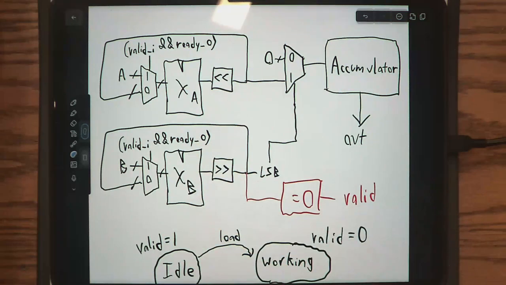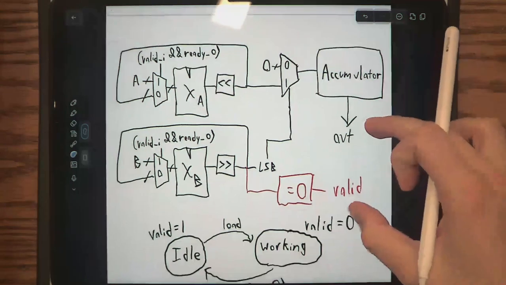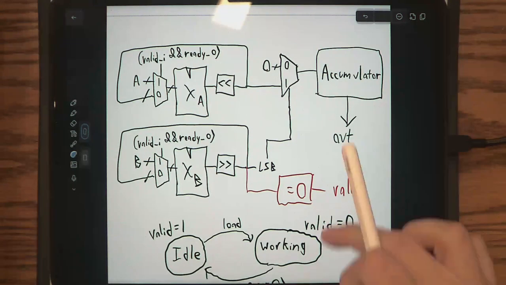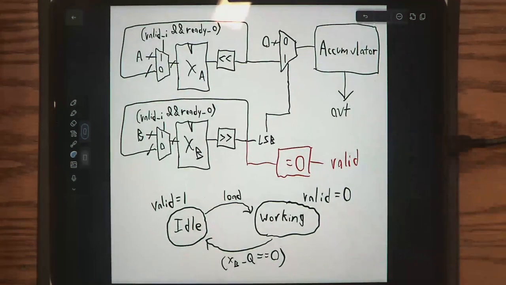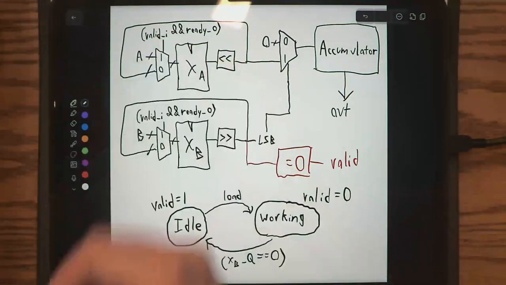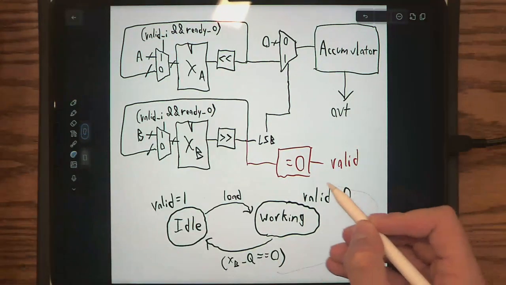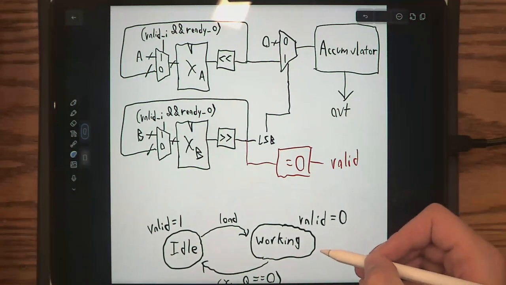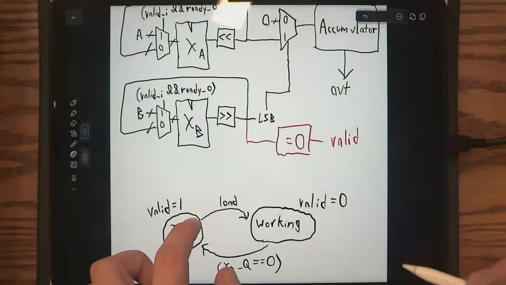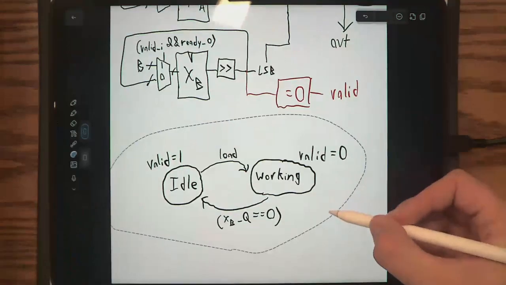So when are we ready? Yeah, when we're in the idle state? Exactly. When we're in idle, that's when we're ready to receive more data. Perfect. Being valid and ready, yeah, great question. We'll talk about that interface in just a second.